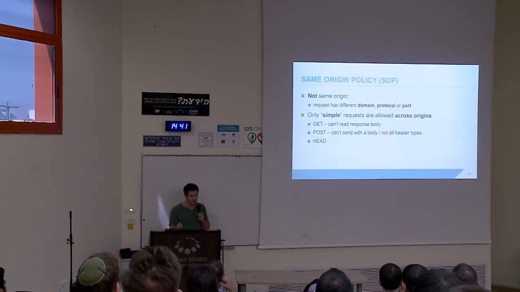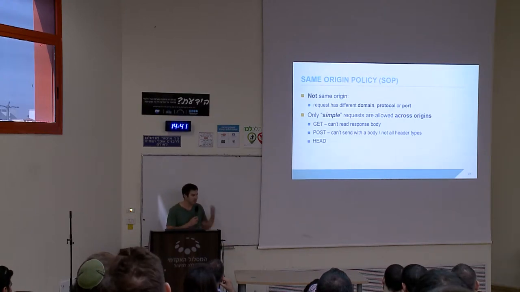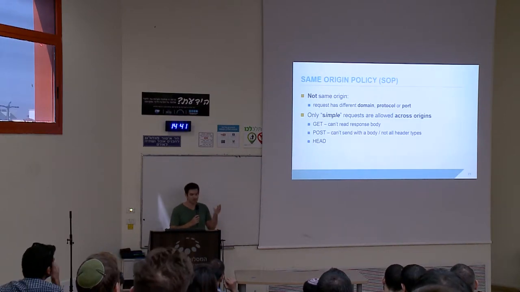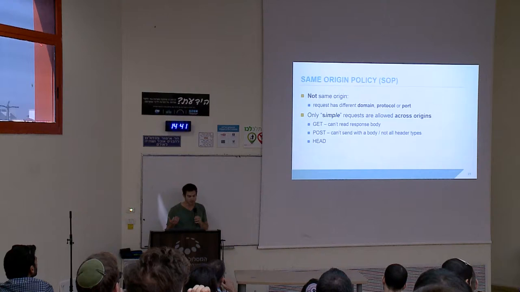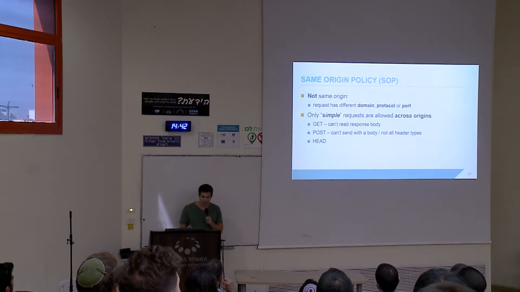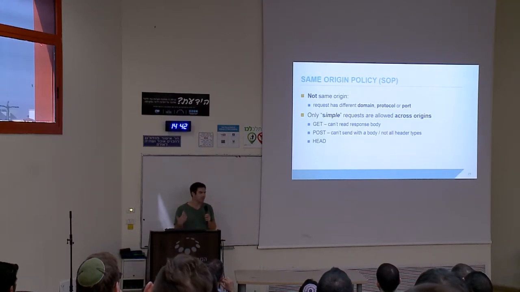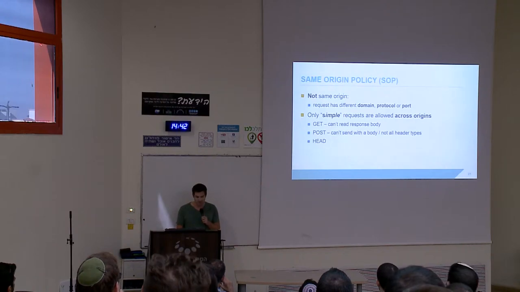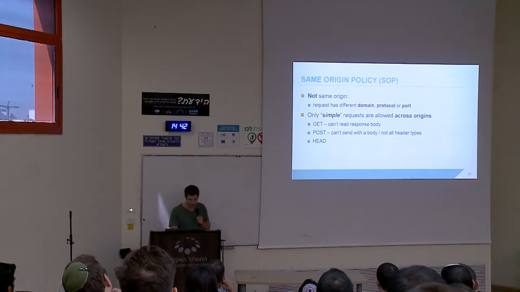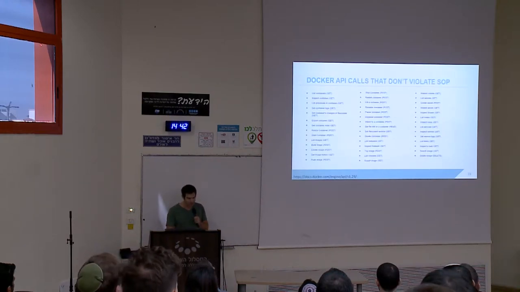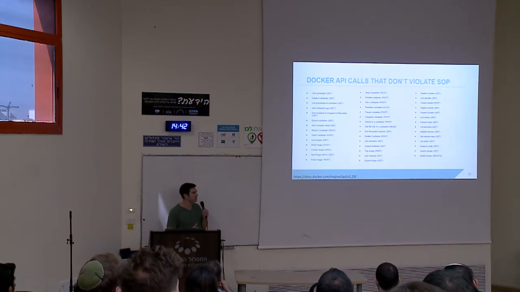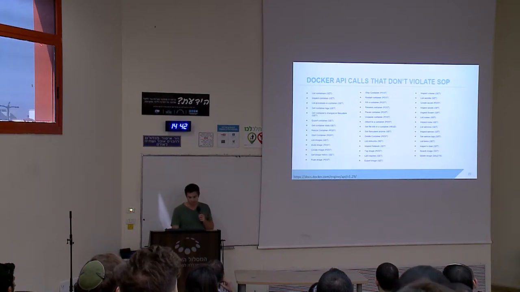One of the security measures that does that is the same origin policy. If a request is made across origins, if it's not from the same domain, protocol or host, then it's not considered to be from the same origin and it's bound by restrictions. So you can only send simple messages, and you can't do anything you want with the HTTP method. You can send GET, but you can't get a response, you can send POST with a body, and so forth. So we said, okay, that's the playing field. Let's list all the Docker API calls that don't violate the same origin policy.